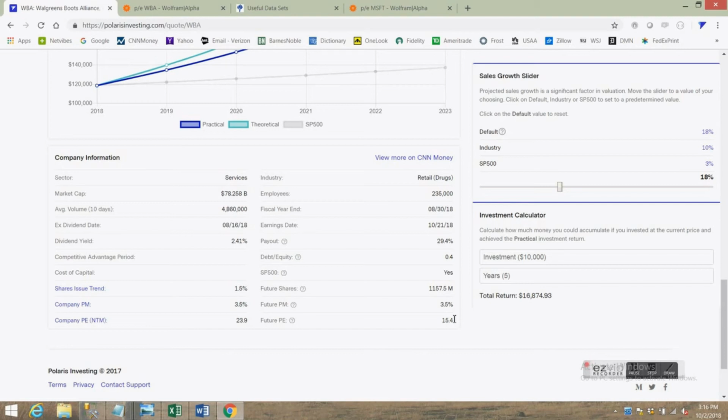So let's go back to the Polaris website and look at the default value for the PE for Walgreens. This is based on mean reversion, and it applies to most companies, and Walgreens is likely one of those companies. We'd have to do more inspection into Walgreens to feel comfortable with that default value, but the default value on the Polaris website is always based on.